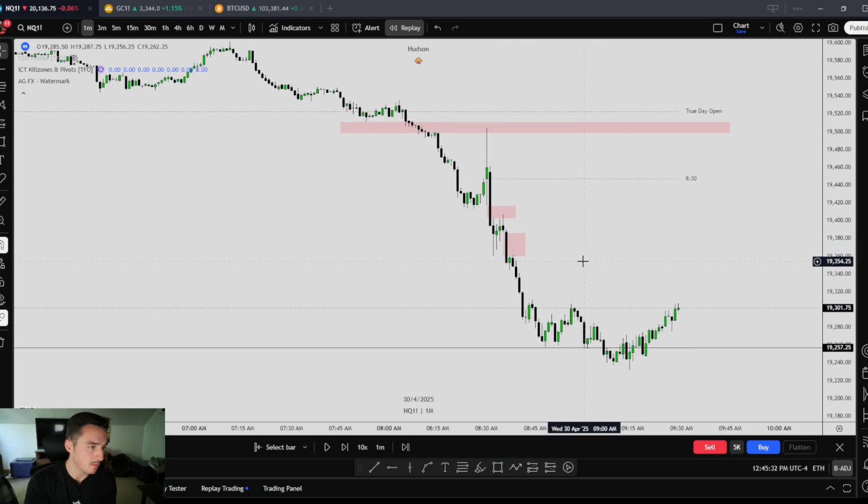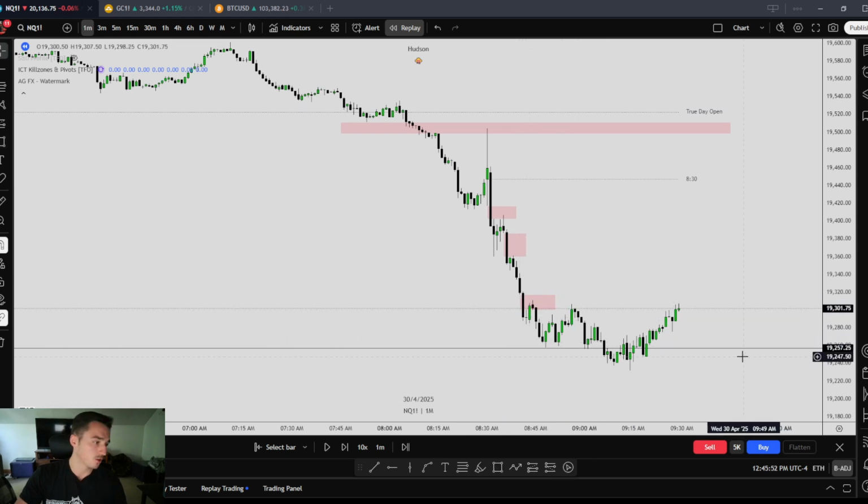Remember, we tapped into a 15-minute key level, so the 1 minute PD arrays should start to be respected after that 15-minute has been tapped into because of time frame alignment. So the 1 minute's respected here. The 1 minute's respected here. The 1 minute is respected here. And then we continue to take that low, right?